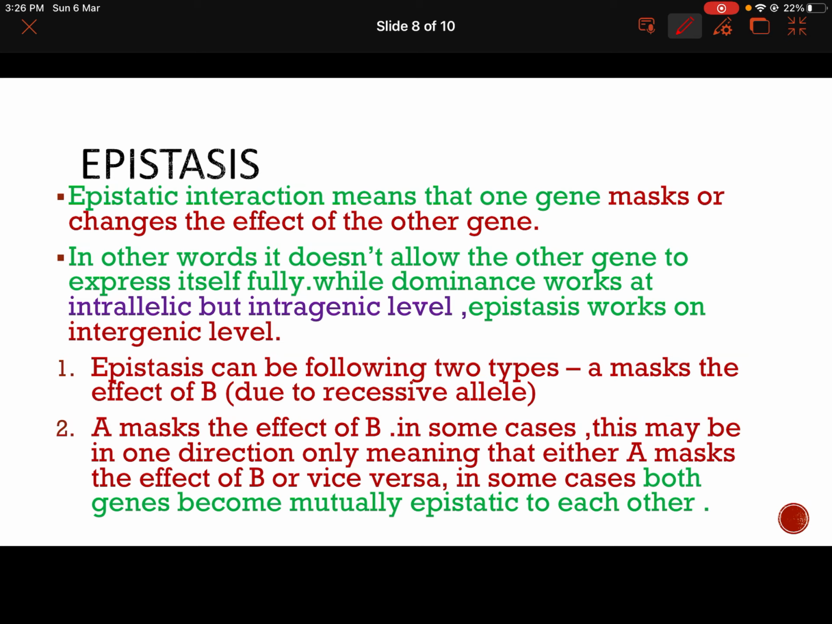In the first one, the small a recessive allele is masking the effect of capital V, but in the second, the dominant A is masking the effect of dominant B. In some cases, this may be in one direction only, meaning that either A masks the effect of B or vice versa. But in some cases, both genes become mutually epistatic to each other. It means one gene is masking the other gene and the second gene is masking the effect of the first gene. Both are masking each other's effect. That is called mutually epistatic.